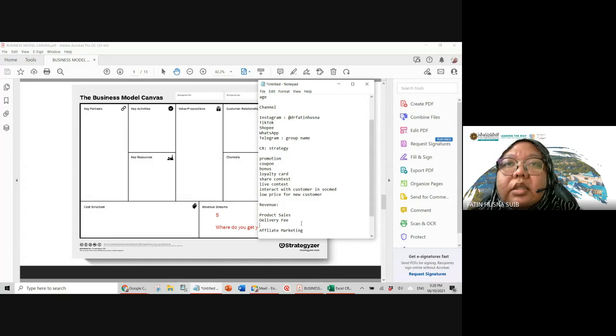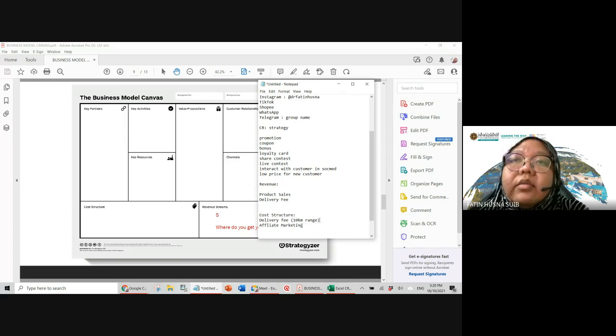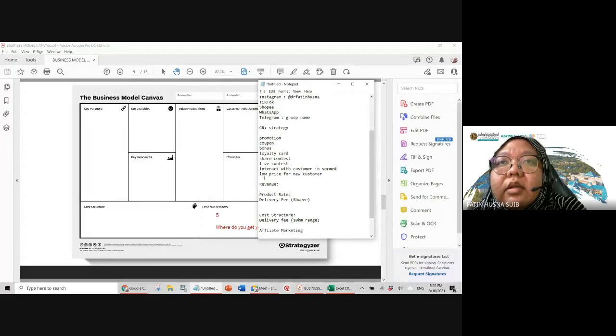So in cost structure, you can put delivery fee 10 kilometers range, okay. So I do understand, this one, and then this one is delivery fee through Shopee, okay. So you can have this situation that is just on revenue only, the delivery fee, or you can have it only in cost structure, or you can have both. It depends on how you run your business.